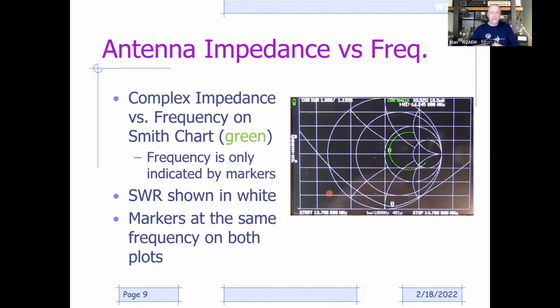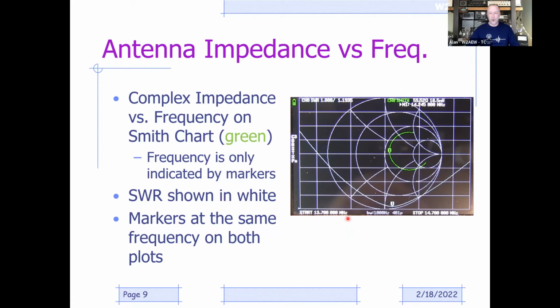If we look at this from an antenna standpoint, on a NanoVNA, it might look something like this. In this case, if we look down at the bottom, we started at 13.7 megahertz up to 14.7 megahertz. So this is plotting a little bit wider than the 20-meter band. I actually see a curve plotted on the Smith chart. The reason for that is because the impedance looking into that coax, into the antenna, changes with frequency.